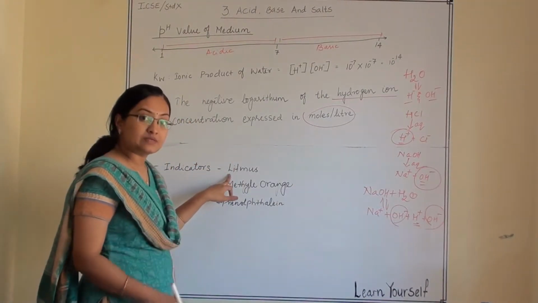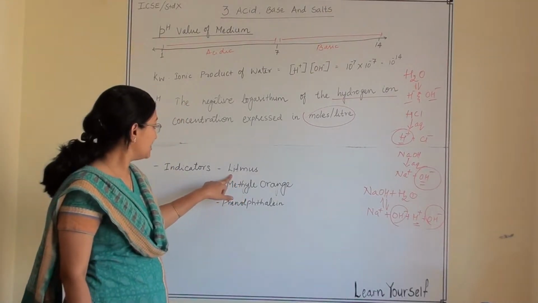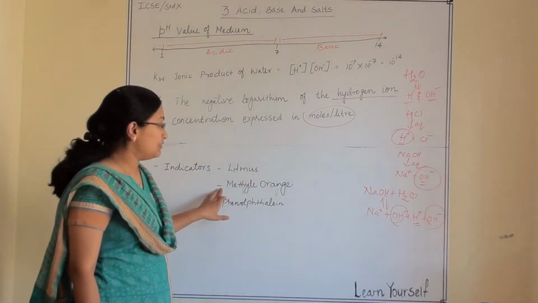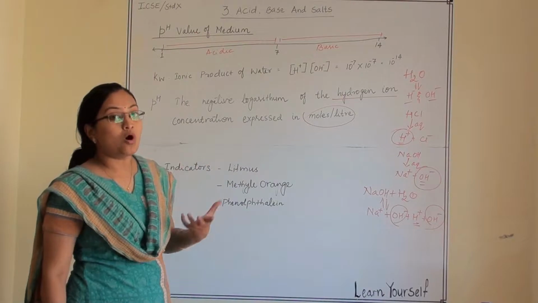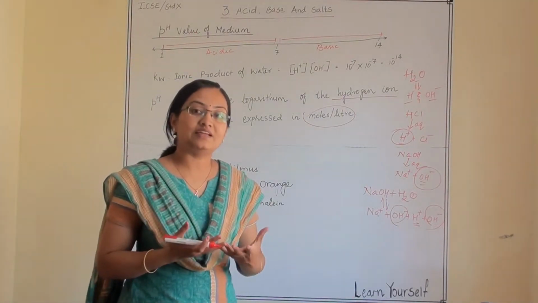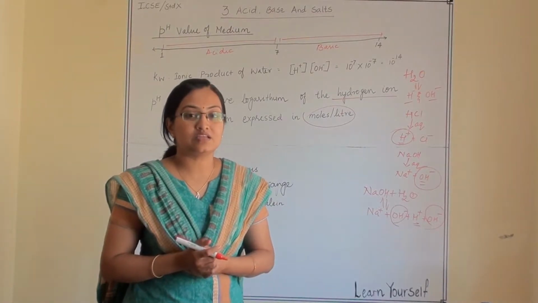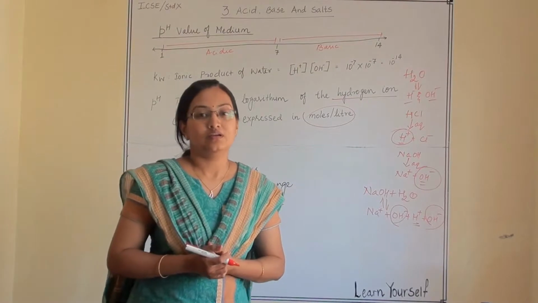First is litmus. Litmus solution also will be there, and litmus papers will be also there. The blue and red. Then methyl orange and phenolphthalein. We will discuss more about the indicators. There are two types of indicators, common indicators and universal indicators. We will discuss the difference between both two in our next segment.